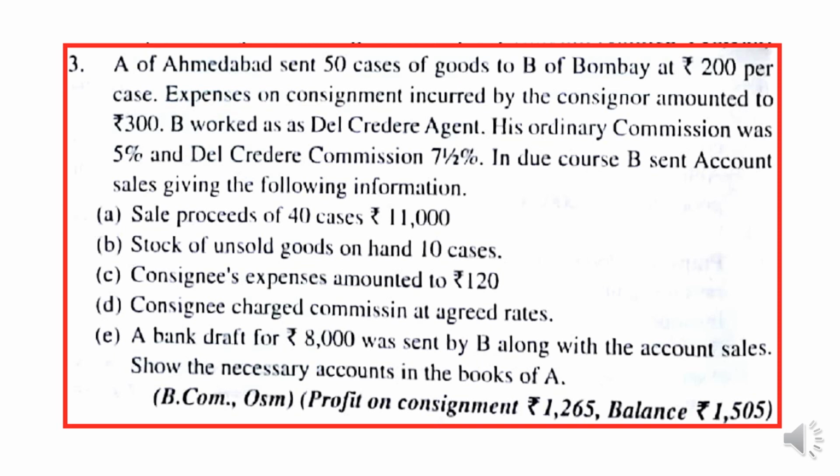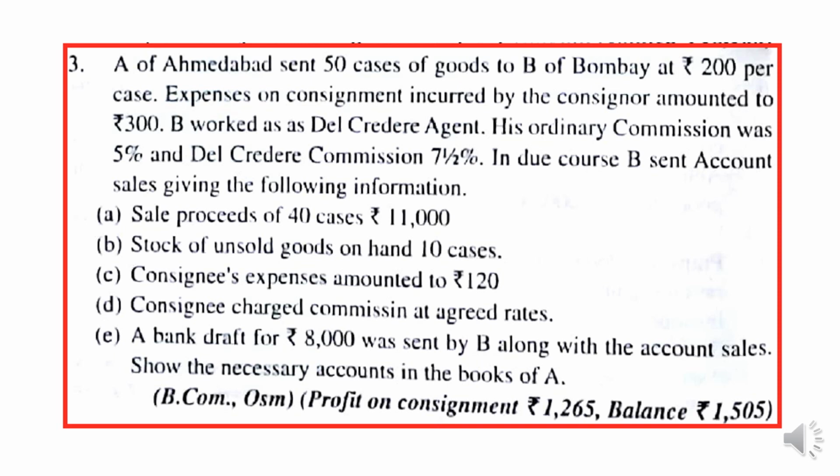His ordinary commission was 5% and del credere was 7.5%. Collectively, if you make the summation, it is 12.5%. In due course, B sent an account sales giving the following information. Sale proceeds of 40 cases for 11,000. Of those 50 cases, he sold 40 for 11,000 rupees. It is not each case. Total 40 cases he sold for 11,000 rupees.